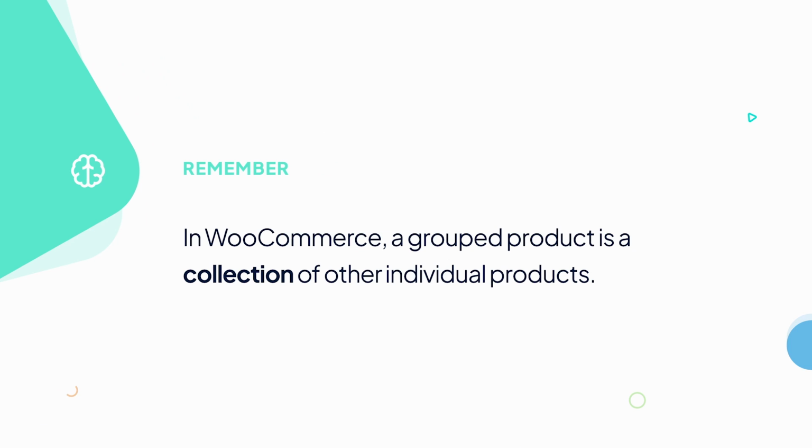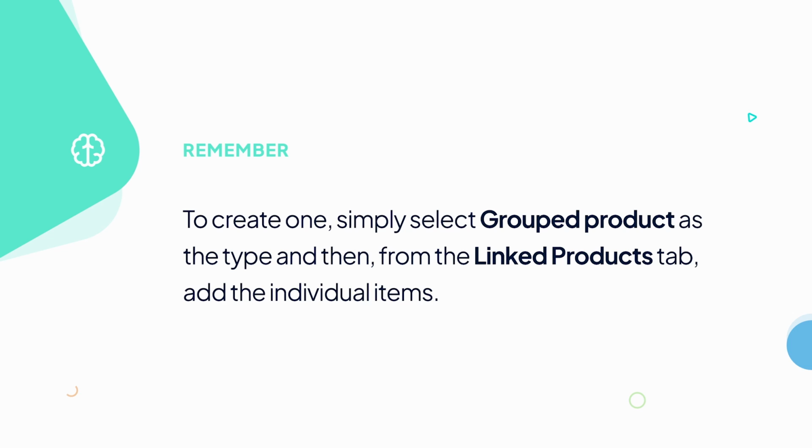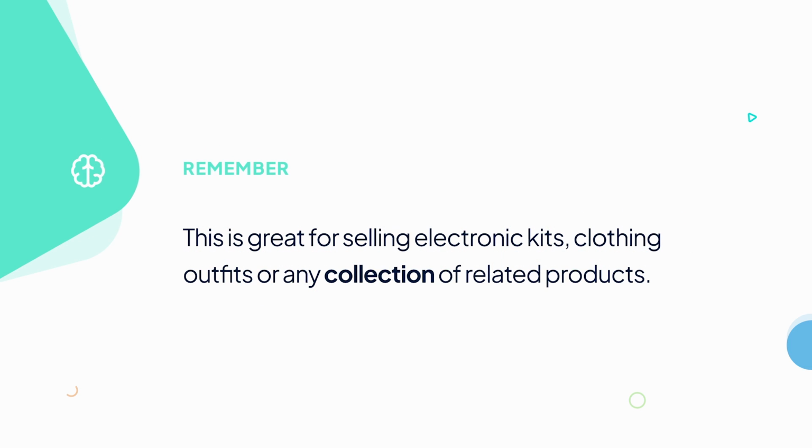Okay, so some fast key takeaways. In WooCommerce, a group product is a collection of other individual products. To create one, simply select Grouped Product as the type, and then from the Linked Products tab, add the individual items. This is great for selling electronic kits, clothing, outfits, or any collection of related products.